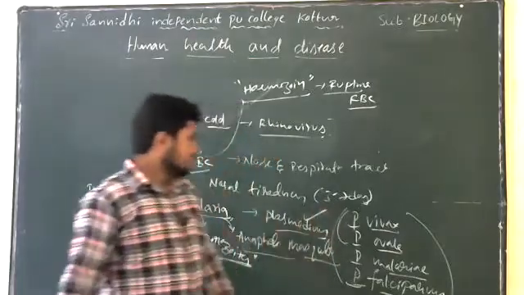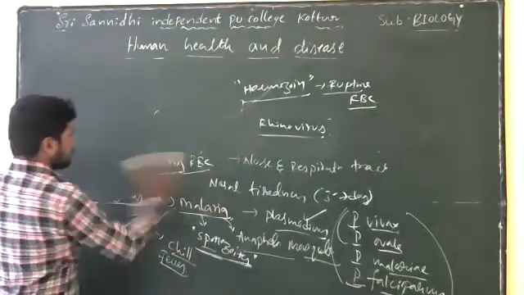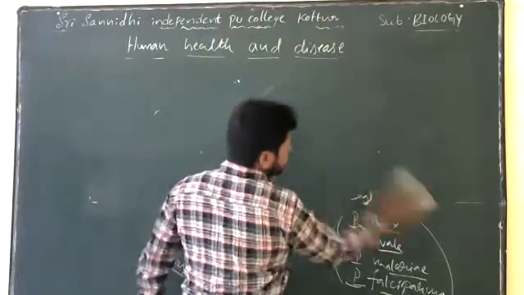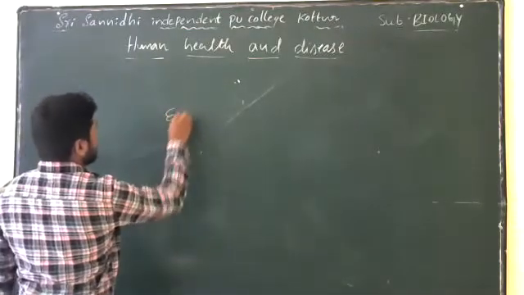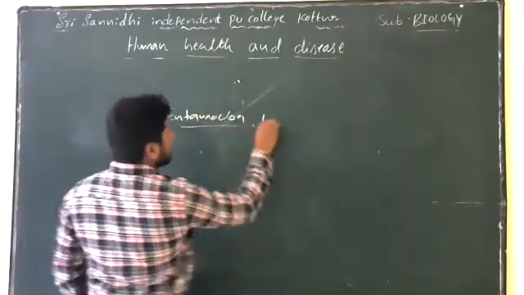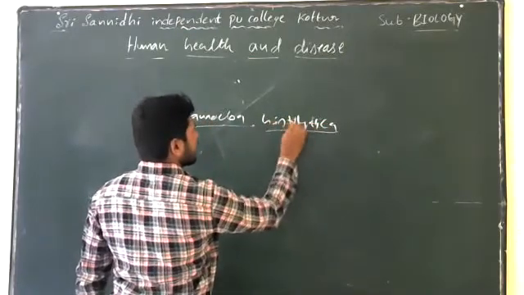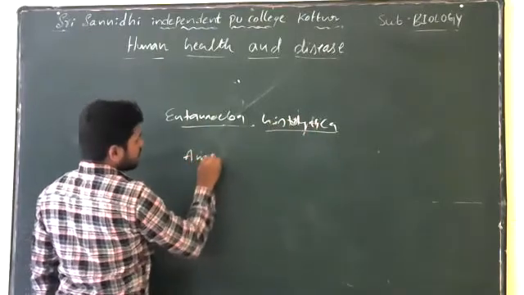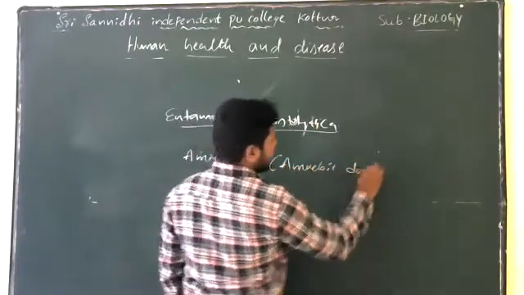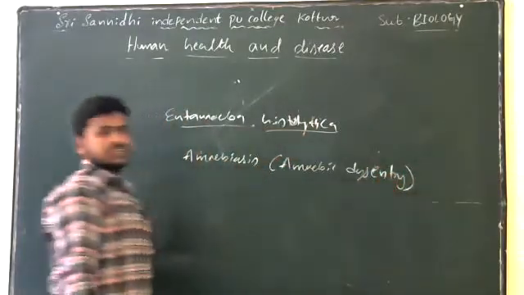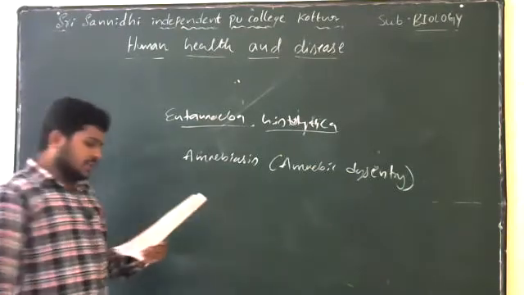Plasmodium causes malaria disease. This is one protozoan disease. One more protozoan disease you study in second PUC is amebiosis, or amoebic dysentery. Entamoeba histolytica causes amebiasis. It is also called amoebic dysentery, amebiasis or amoebic dysentery, where contaminated food and water is the mode of spreading of the disease.